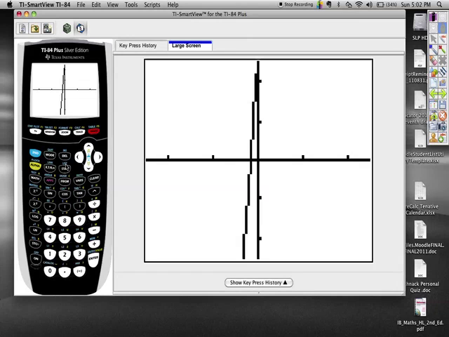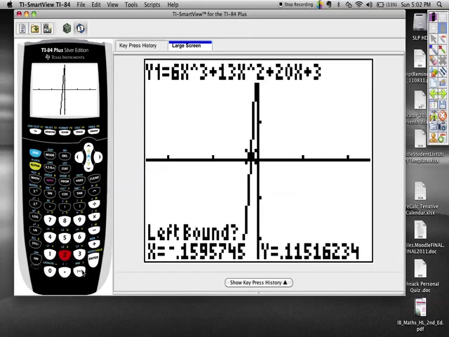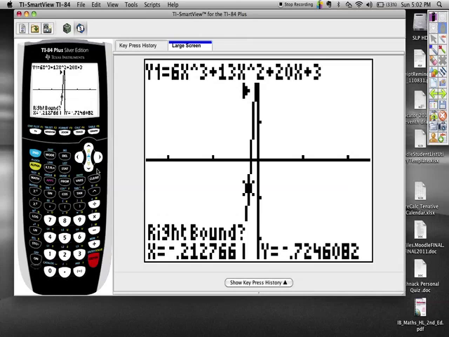Now I want to know what that is. So just as a refresher, we're going to hit second and then trace. That takes me to the calculate menu. Choice 2 finds me the zeros. I want a left bound. I want the cursor moved to the left hand side, horizontally speaking, of the 0. I want it over here. I've got that here. I hit enter.